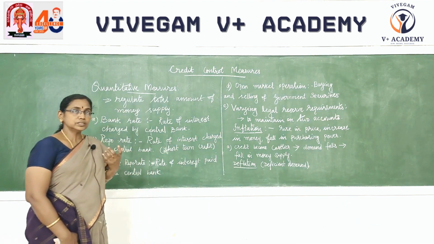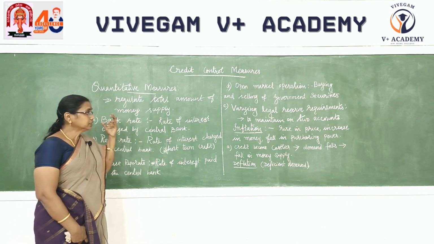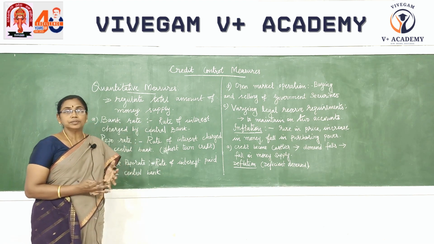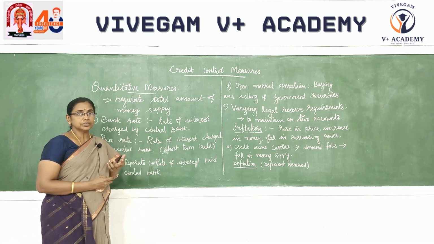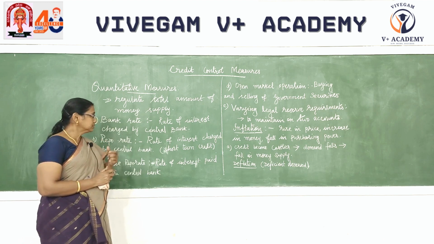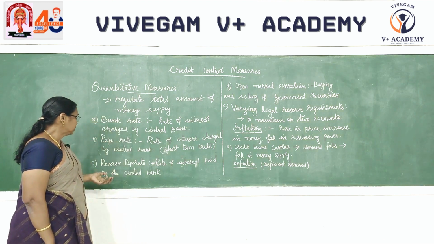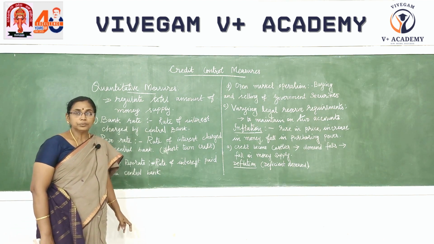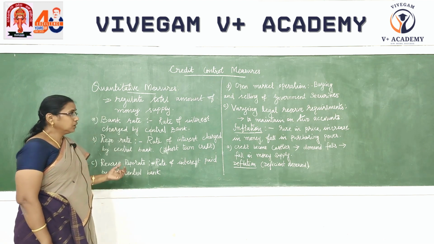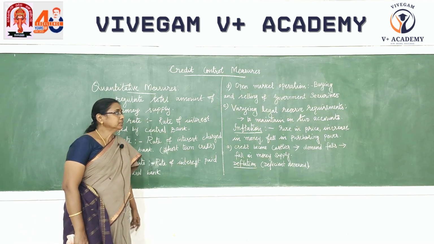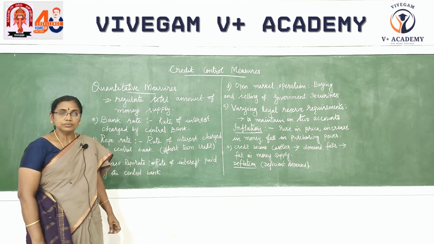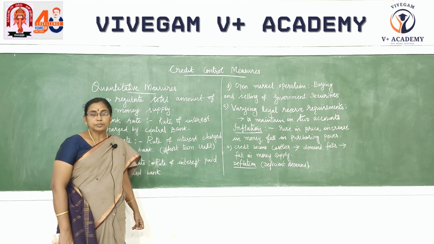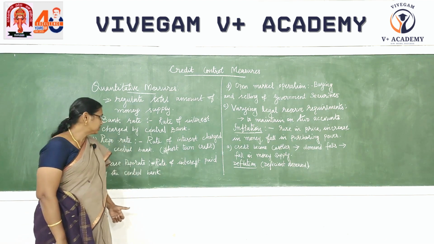First we shall see what is quantitative, because it reduces the total amount of money supply in the economy. So we use the word quantitative measures. There are 5 instruments: bank rate, repo rate, reverse repo rate, open market operation and varying legal reserve requirements. These are the 5 instruments used by the central bank to control credit. The first one is bank rate.